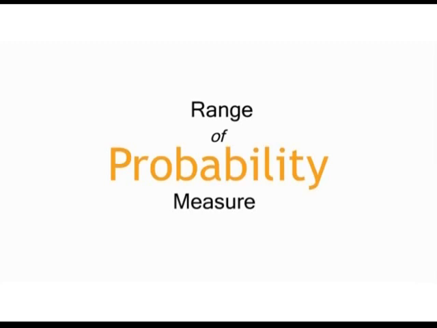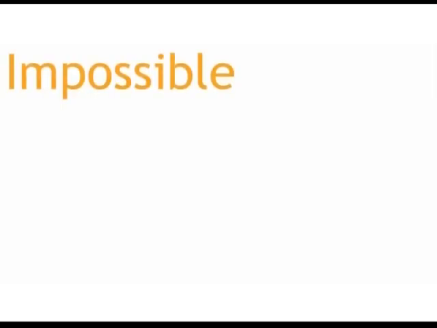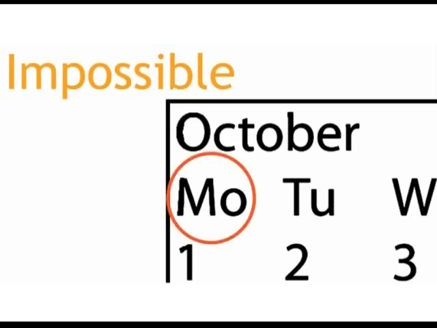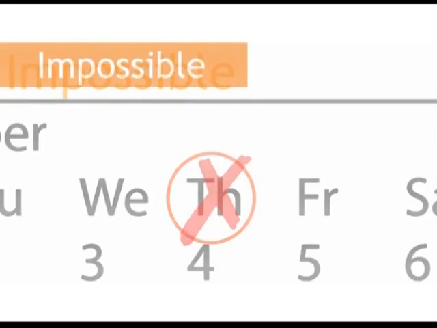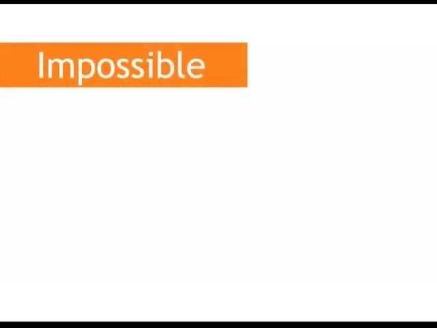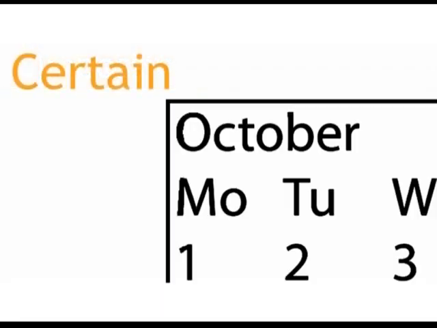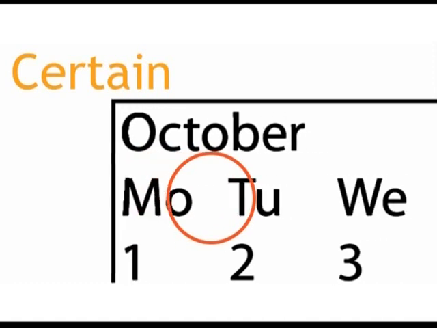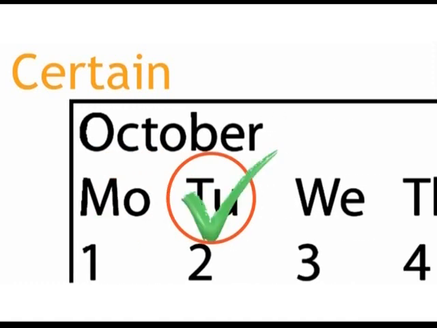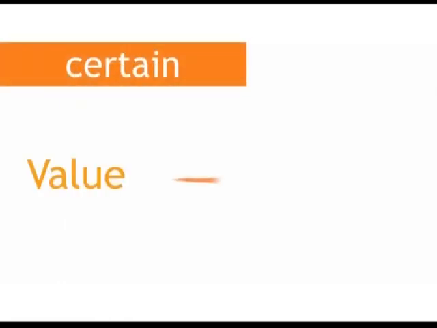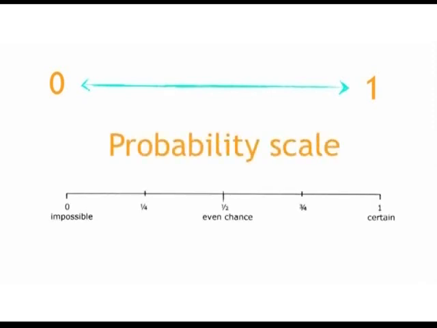The answer to the first question is impossible. If today is Monday, there is no way tomorrow can be Thursday. Something that is impossible has a probability value of 0. The answer to the second question is certain. If today is Monday, tomorrow will definitely be Tuesday. The probability value of this is 1. So probability can be anywhere between 0 and 1. And we can show this on a probability scale.